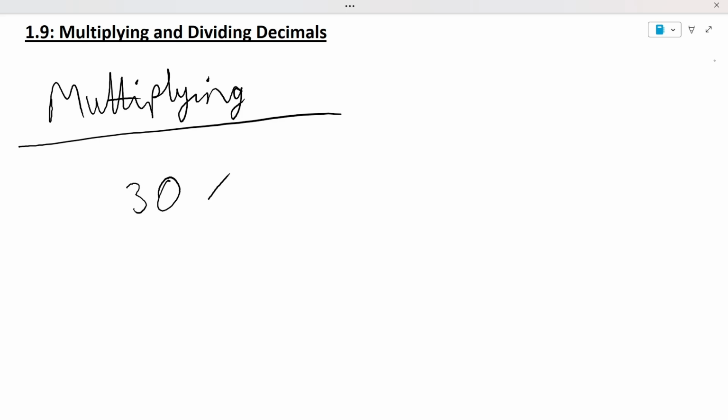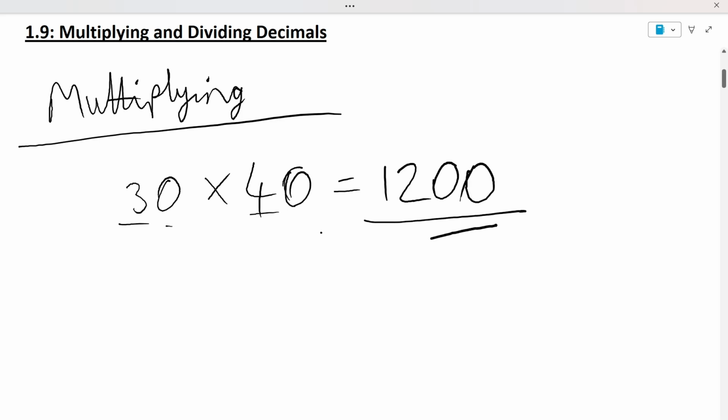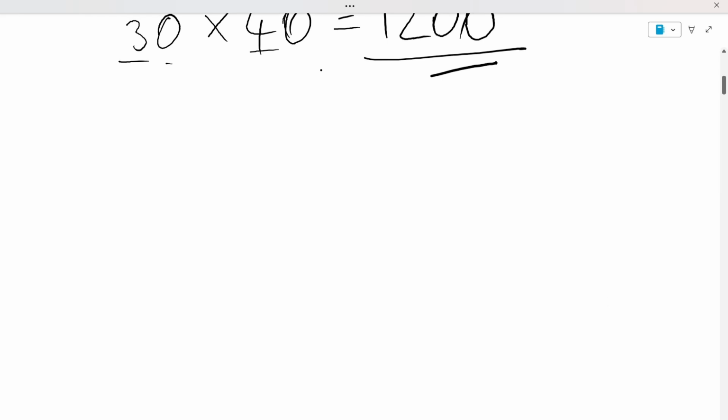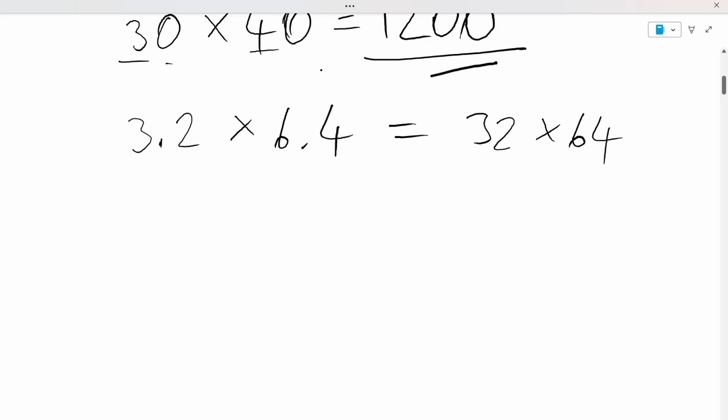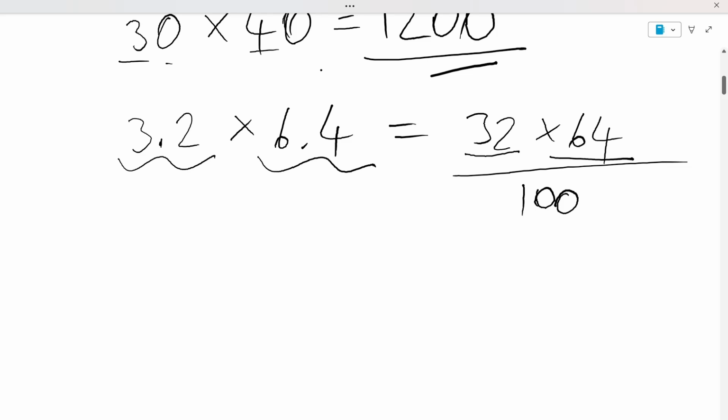You might know, for example, if I do 30 times 40, a way I could do this is do 3 times 4 is 12, and then I have 2 zeros that I can add at the end, so the answer is 1200. And you can do a similar thing with decimals. If I have 3.2 times 6.4, I can say that that is 32 times 64 divided by 100, because I've multiplied this 3.2 by 10 to get the 32, this 6.4 by 10 to get the 64, and so because I've done 10 times 10, I have to divide by 100 to balance out.